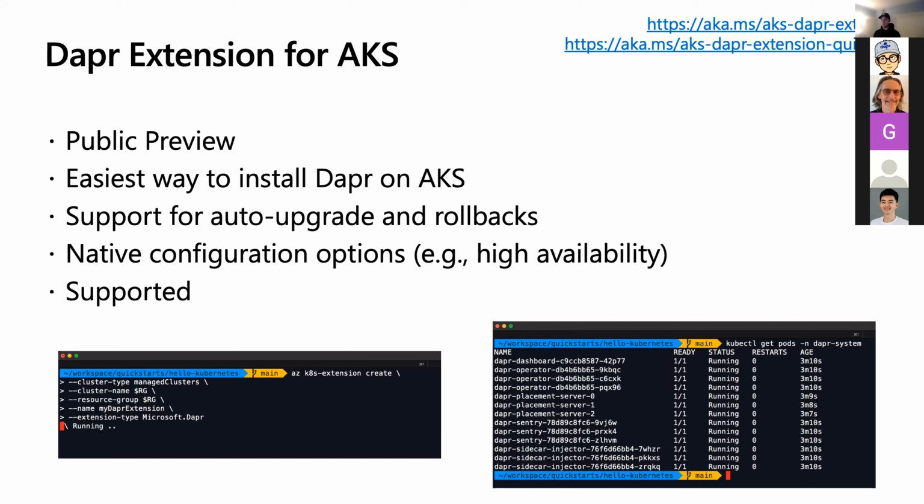And this is done with smart defaults. As you can see here, this command is creating that extension and it's provisioning Dapr after a minute or two on your cluster. And it does this with high availability of the Dapr control plane enabled. So you can see the Dapr control plane here. Each of these resources is backed by three different pods. And there are some other smart defaults that go into this as well.